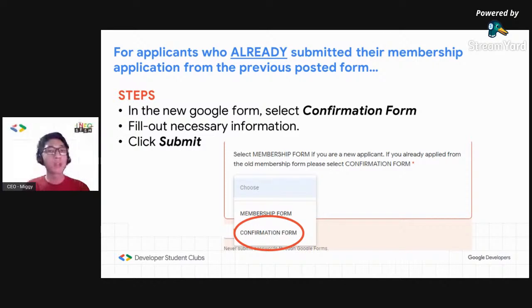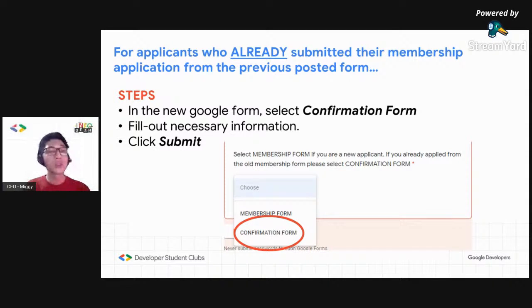In terms of the Google form that you will be answering, there would be segregation in terms of application. For the first instruction, for those applicants who have already submitted their membership application, that is the first Google form that you answered way back August, and it's also the registration form that you answered whenever you clicked on the button on our Facebook page, then you will need to follow these instructions.